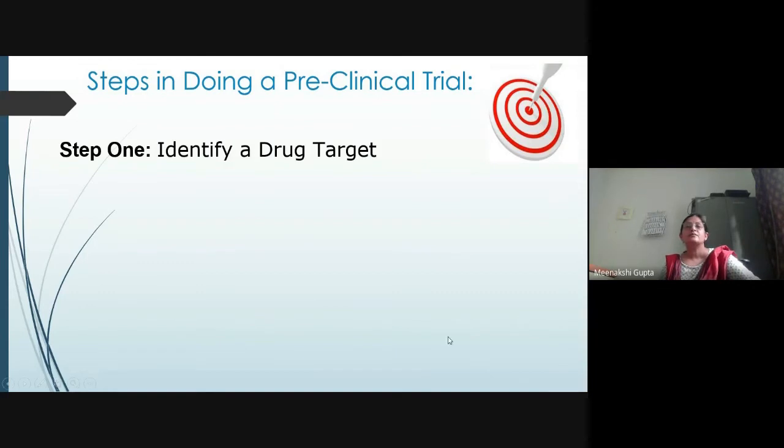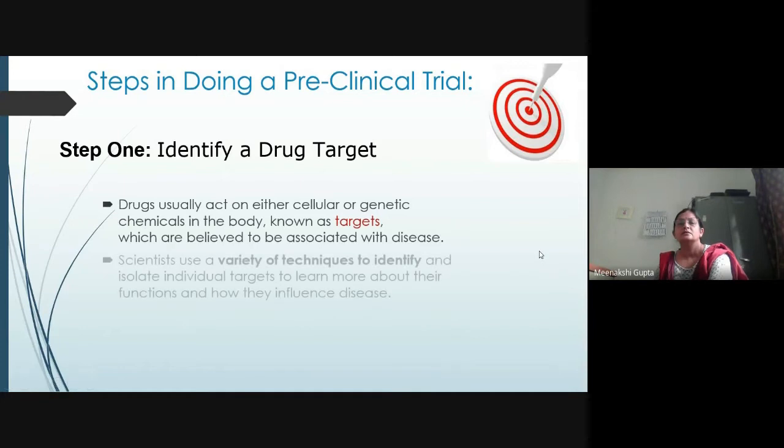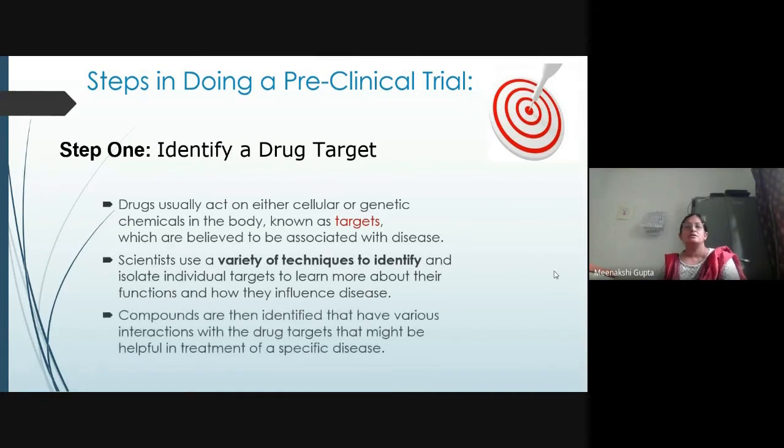Then, identifying the target. We all know that drugs usually act either on the cell or genetic material in the body, and these targets are associated with a particular disease. The target depends on the type of disease. For example, in diseases related to the CNS, the central nervous system, basically the neurons are the targets.